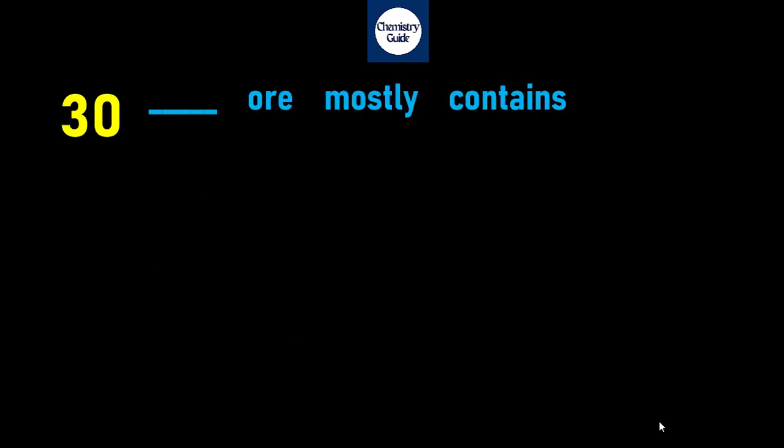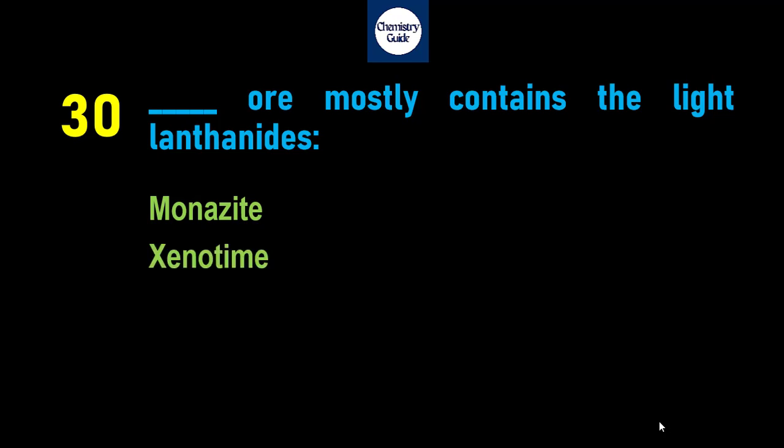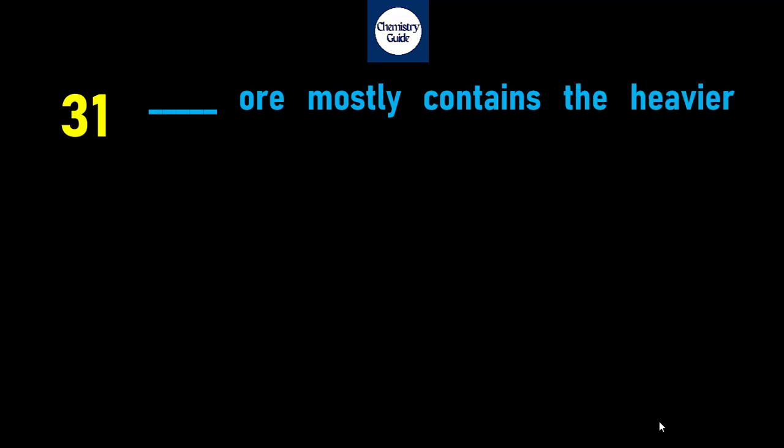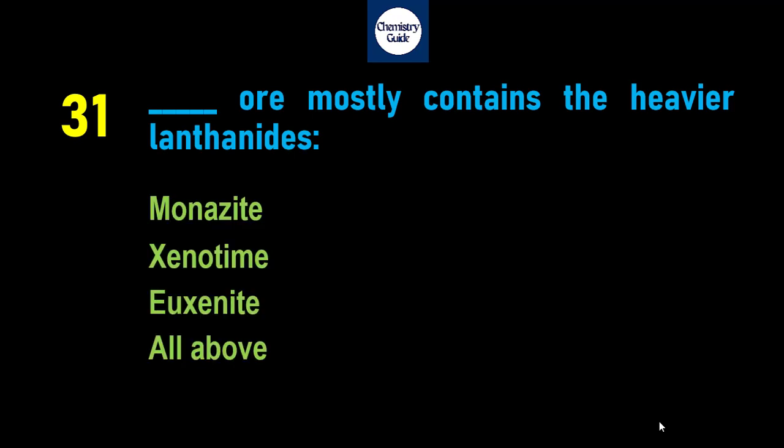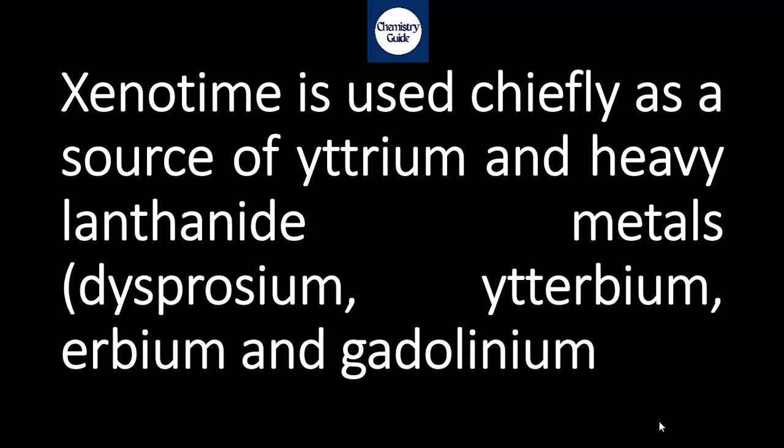MCQ number 30. Which ore mostly contains the light lanthanides: monazite, xenotime, auxinite, all above. Monazite mostly contains light lanthanides. Which ore mostly contains the heavier lanthanides: monazite, xenotime, auxinite, all above. Xenotime mostly contains heavier lanthanides. Why? It is chiefly a source of yttrium and other heavy lanthanide metals such as dysprosium, ytterbium, erbium, and gadolinium.